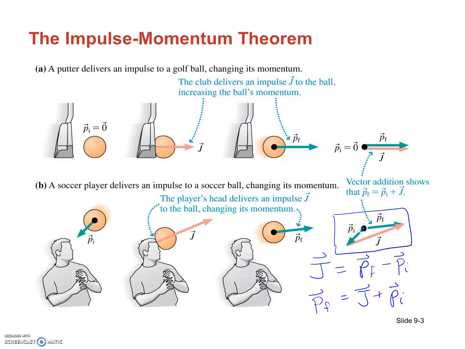We start at the dot. Our initial momentum points down and to the left. The impulse is up and to the right, right? Add those two vectors up, and here we see the final momentum of our soccer ball. Okay.